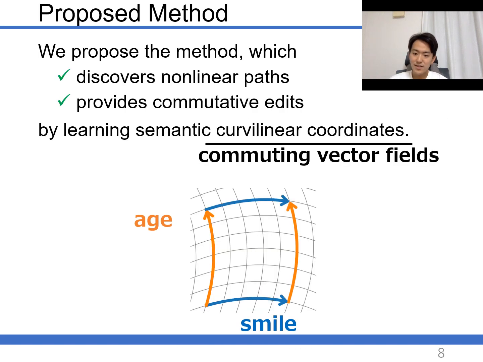Then we propose to learn a semantic commuting vector field on the latent space of a pre-trained deep generative model. A commuting vector field is equivalent to a curvilinear coordinate system. So we learn a semantic curvilinear coordinate system and manipulate the latent code along the axes of the curvilinear coordinates for semantic image editing. Because the proposed method can find linear or nonlinear paths, the quality of image editing is better than linear methods. And the image editing by the proposed method is commutative. The proposed method is a combination of the benefits of both linear and nonlinear methods.